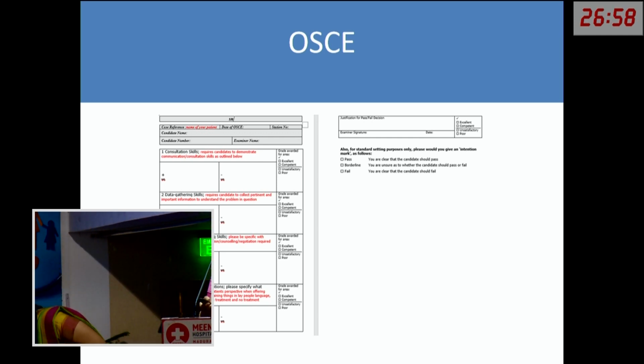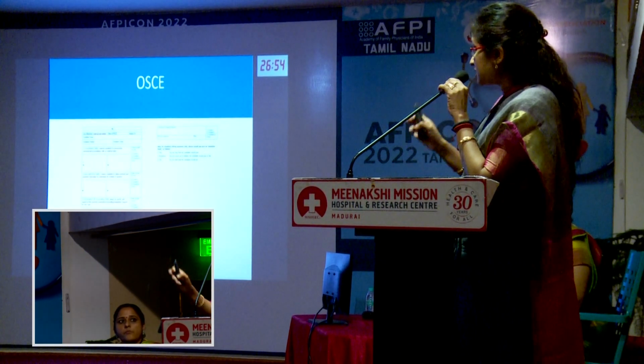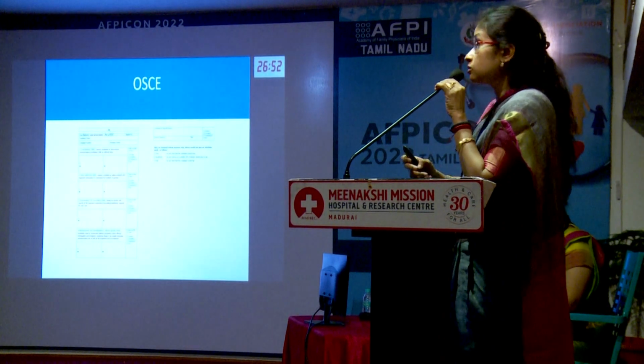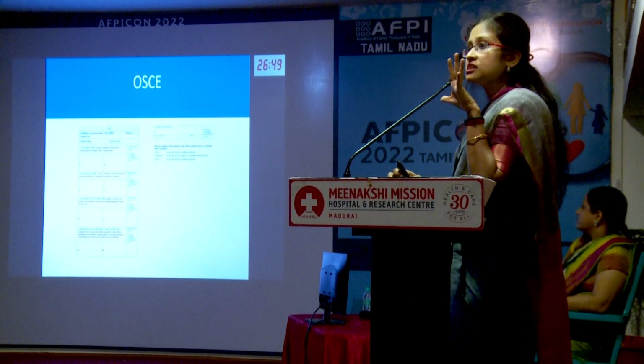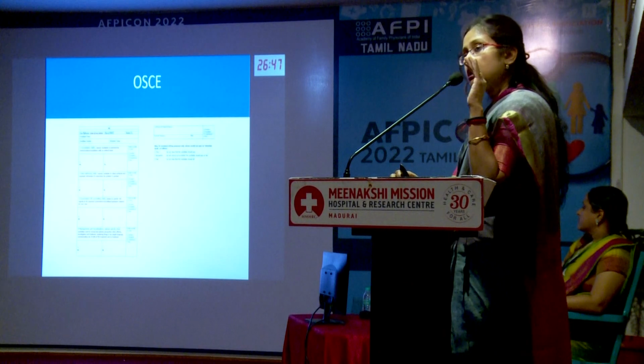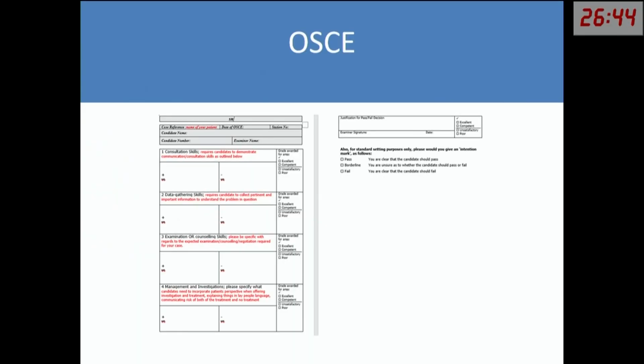Just quickly through the OSCE now, although this is not very clear, these are the 4 domains, this is how the marking sheet looks. First is the consultation skills, where you will be observed throughout the consultation, and it highlights all the communication skills that we discussed in the morning. So you will be marked on that. There are 4 grades: excellent, competent, unsatisfactory, and poor. Next is data gathering, which is history taking, examination or counseling skills. So it will be either or.